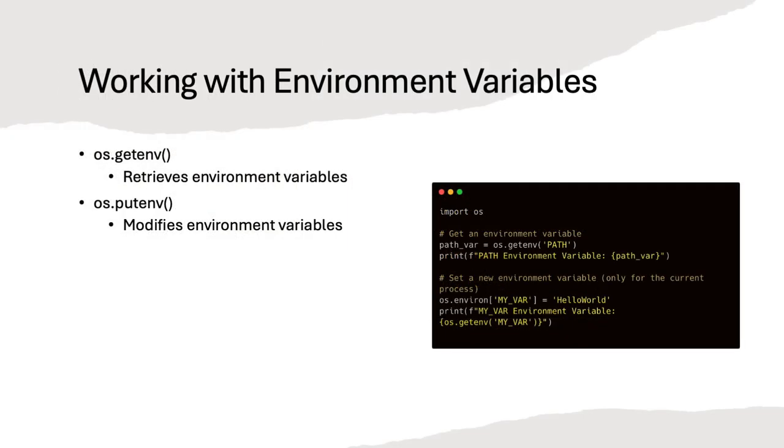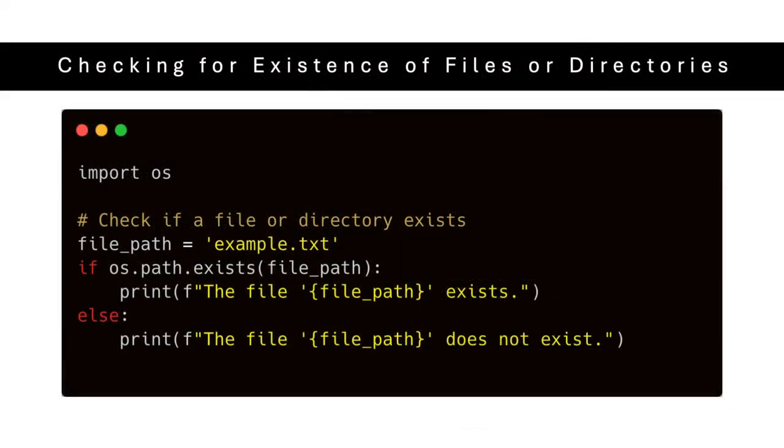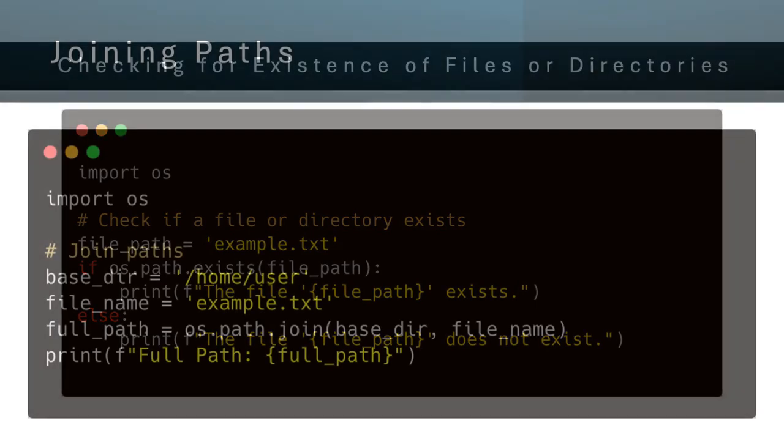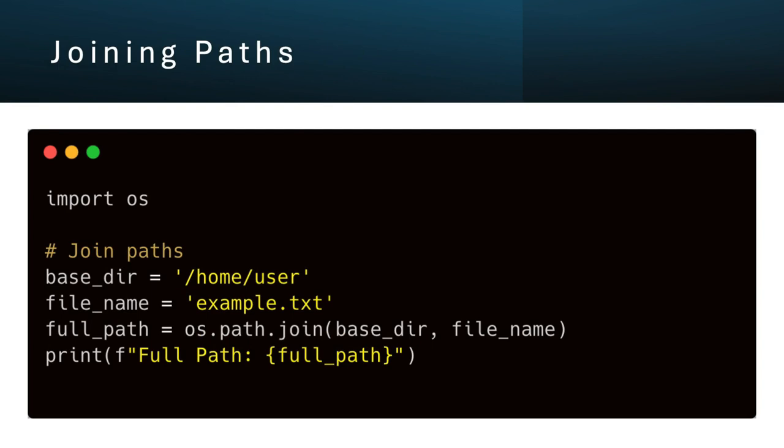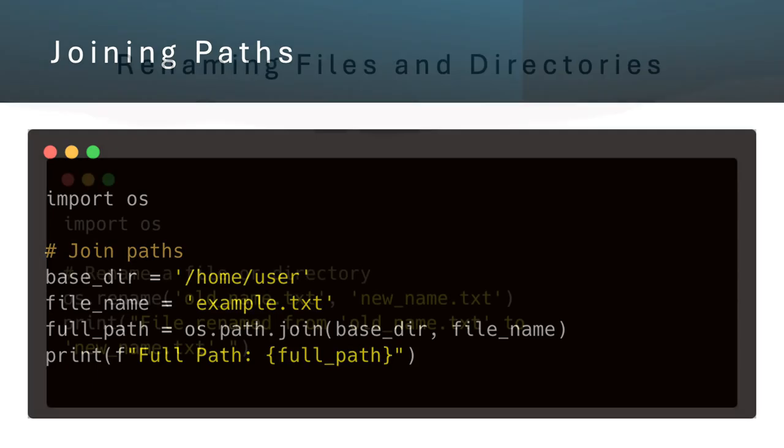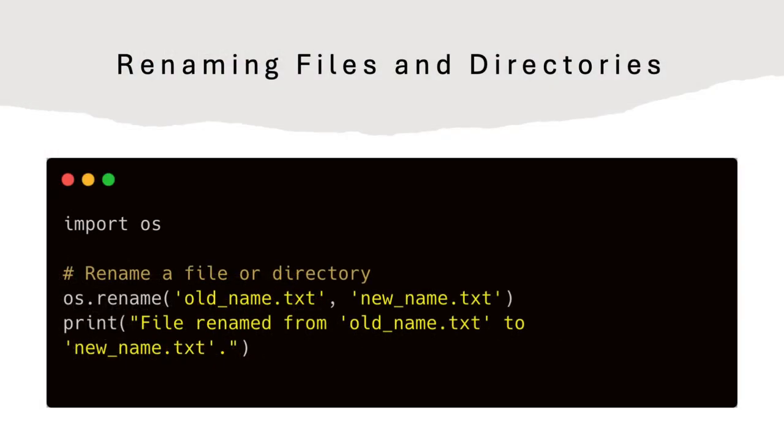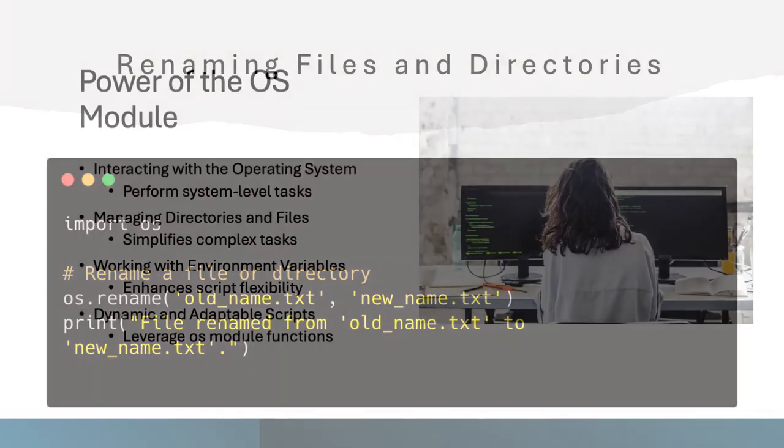In Python, os.getenv is used to retrieve environment variables, while os.putenv is used to modify them. The os.path module includes functions such as exists to verify the existence of files or directories. The os.path.join function helps in creating file paths that work across different operating systems. The os.rename function renames files or directories, while os.system executes shell commands.